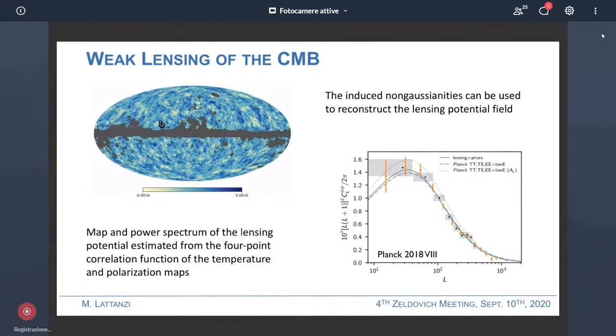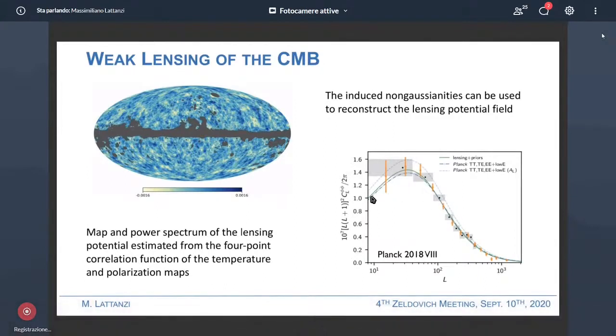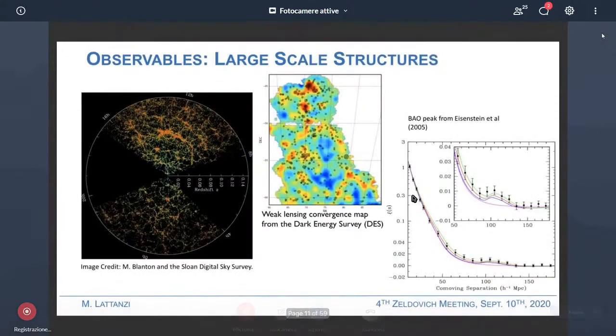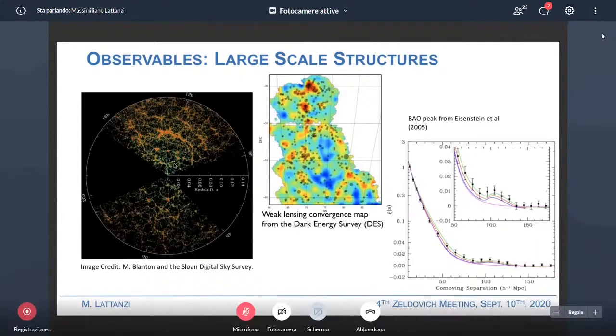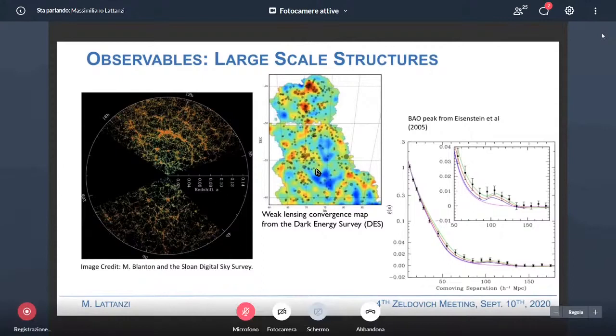So again, you can extract information from the CMB, and basically you end up, going fast on this, with an angular power spectrum for the lensing potential, which is shown here on the right. The other observables that I will be using, which are used to obtain the limits that I'm going to show, are the observations of large-scale structures. So, for example, of the distribution of galaxies, like here on the left, or of the weak lensing of galaxies, which we have also heard about in previous talks.